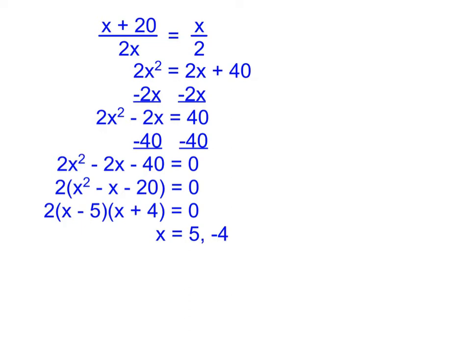We ended up with two solutions. And we ended up with two solutions because this was a quadratic. Of course, if it ended up just being linear or something like that, that'd be a different story.